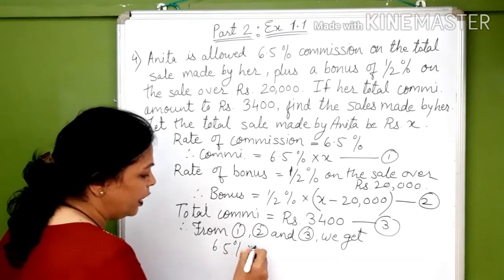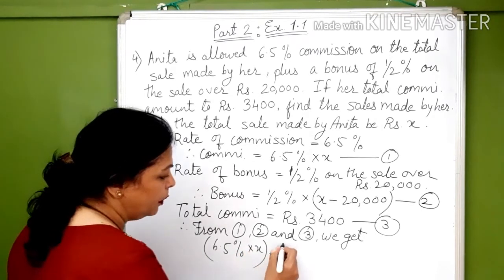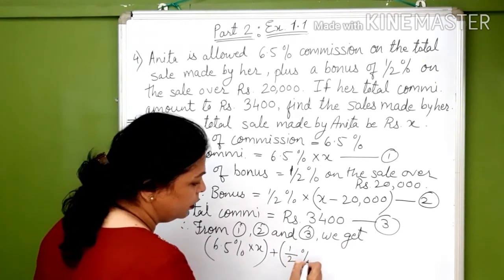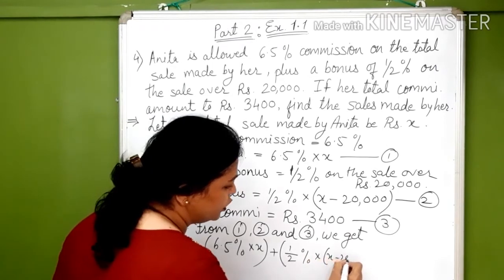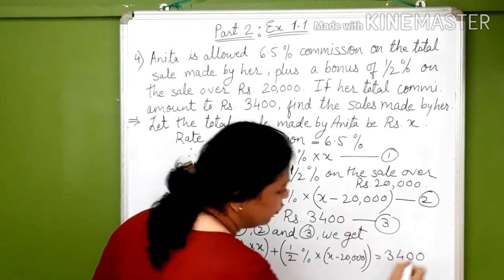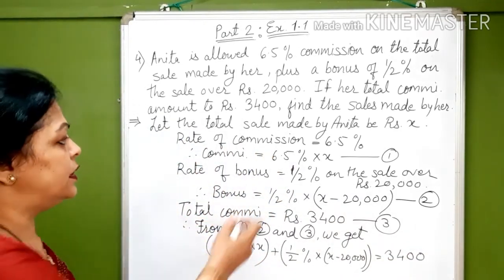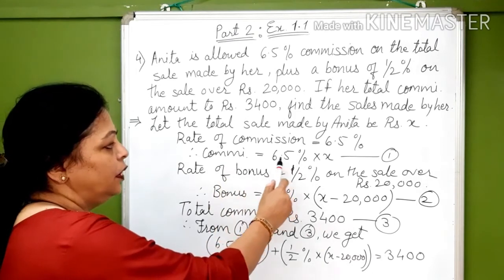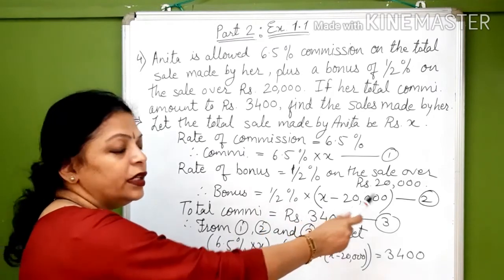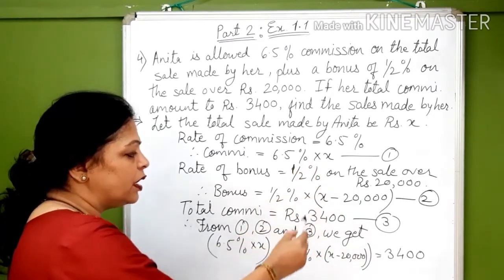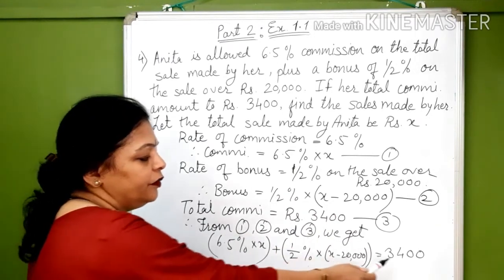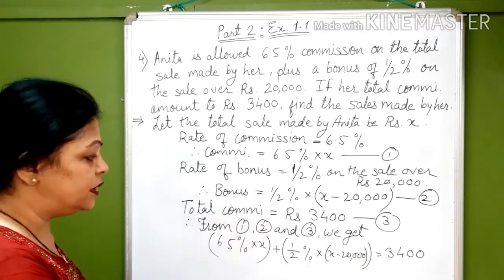6.5% of x plus 0.5% of (x minus 20,000) is equal to 3,400. Getting this? This is Anita's commission: 6.5% of x, and the bonus is 0.5% into (x minus 20,000). This total together comes to 3,500. So we have to add equation 1 and 2 and equate it with equation 3. Now this is the equation that we have got.